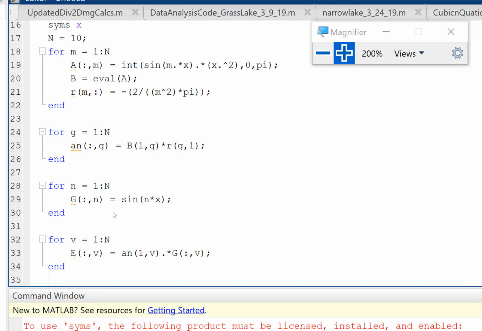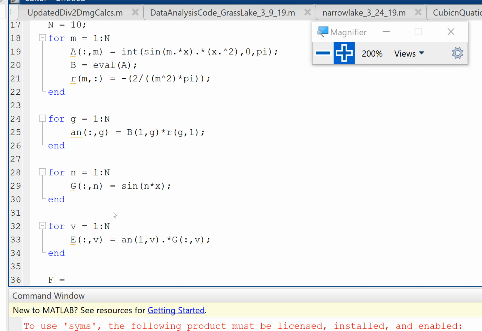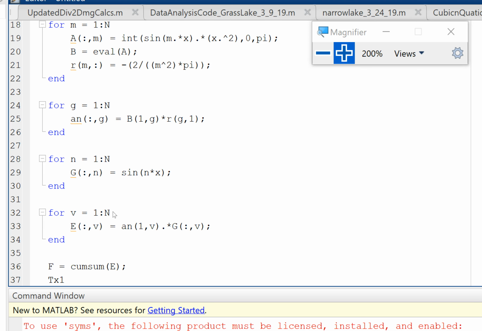And then you can say F, cumsum of E, tx1. Actually, students that can run it, take a semicolon off and run it. On line 36.